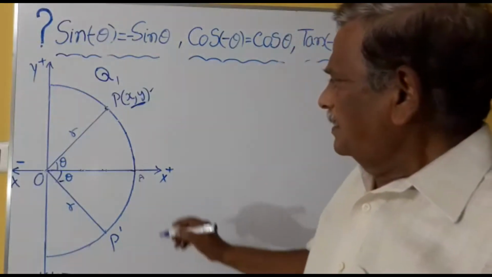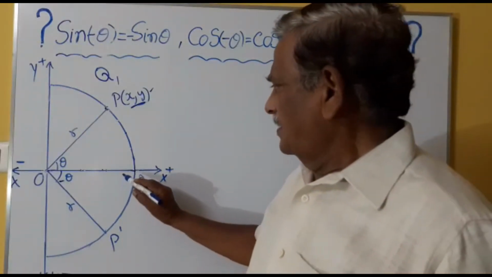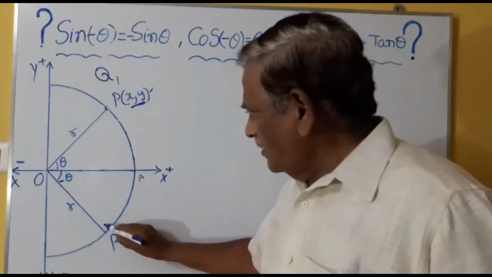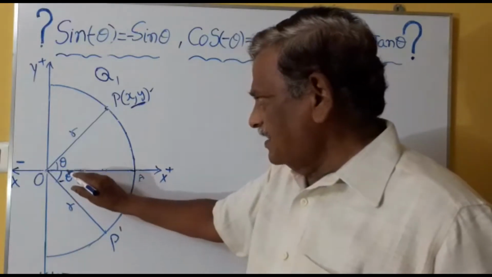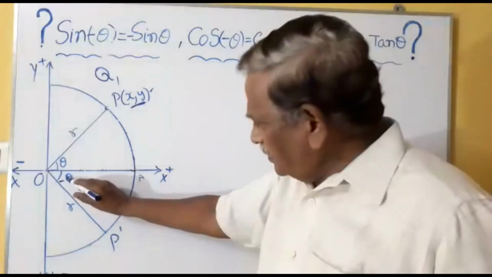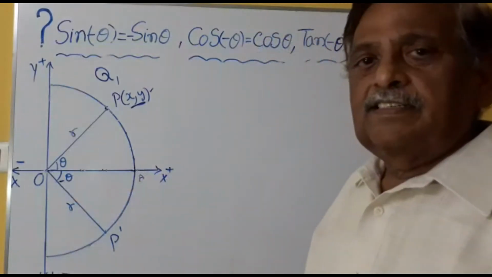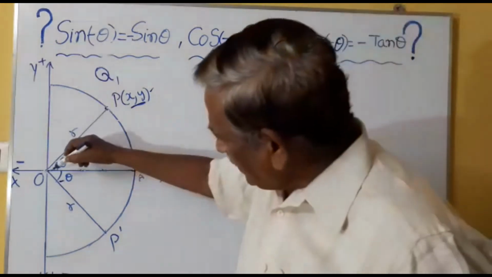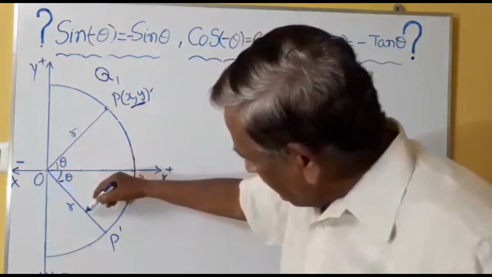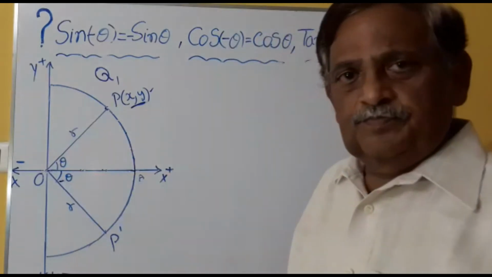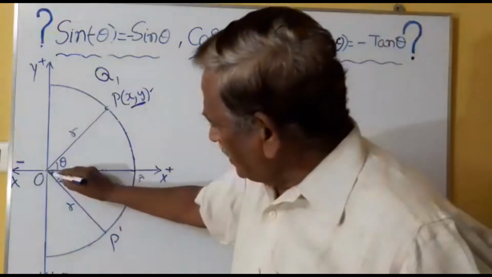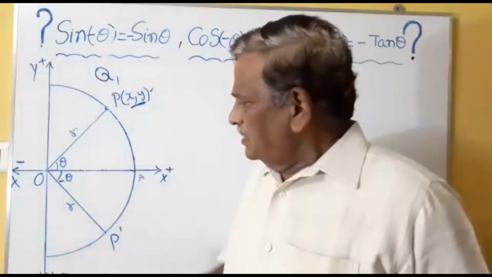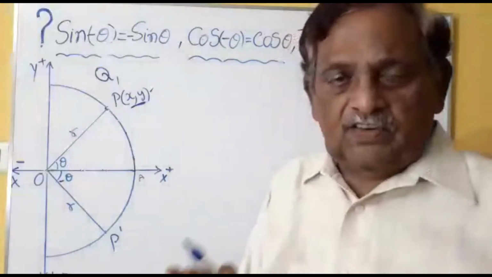Now, consider if the ray rotates in clockwise direction, making the same angle theta with the positive direction of x-axis. Let the final position of the ray in clockwise direction be OP dash. This is the radius of the circle, therefore this is also equal to r. These two angles are numerically equal.